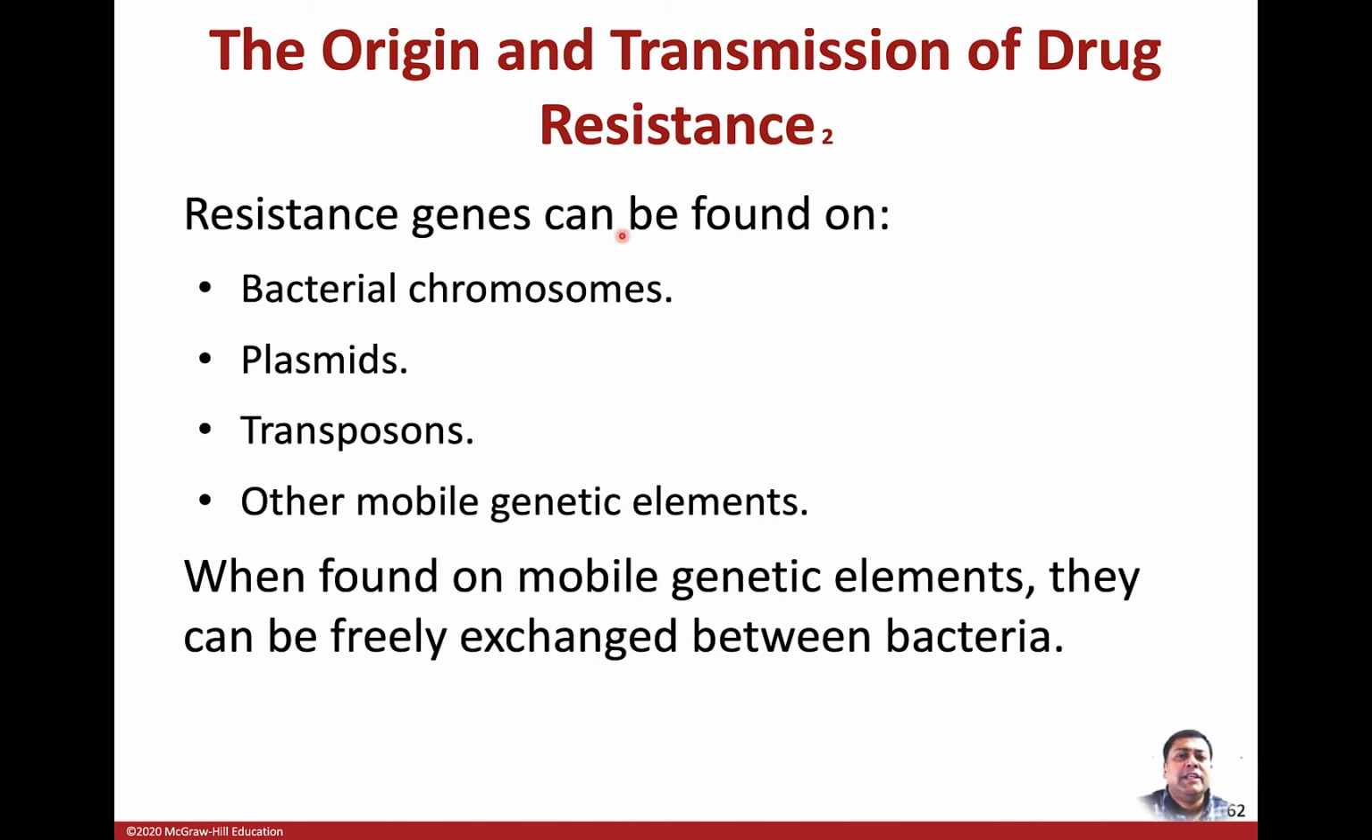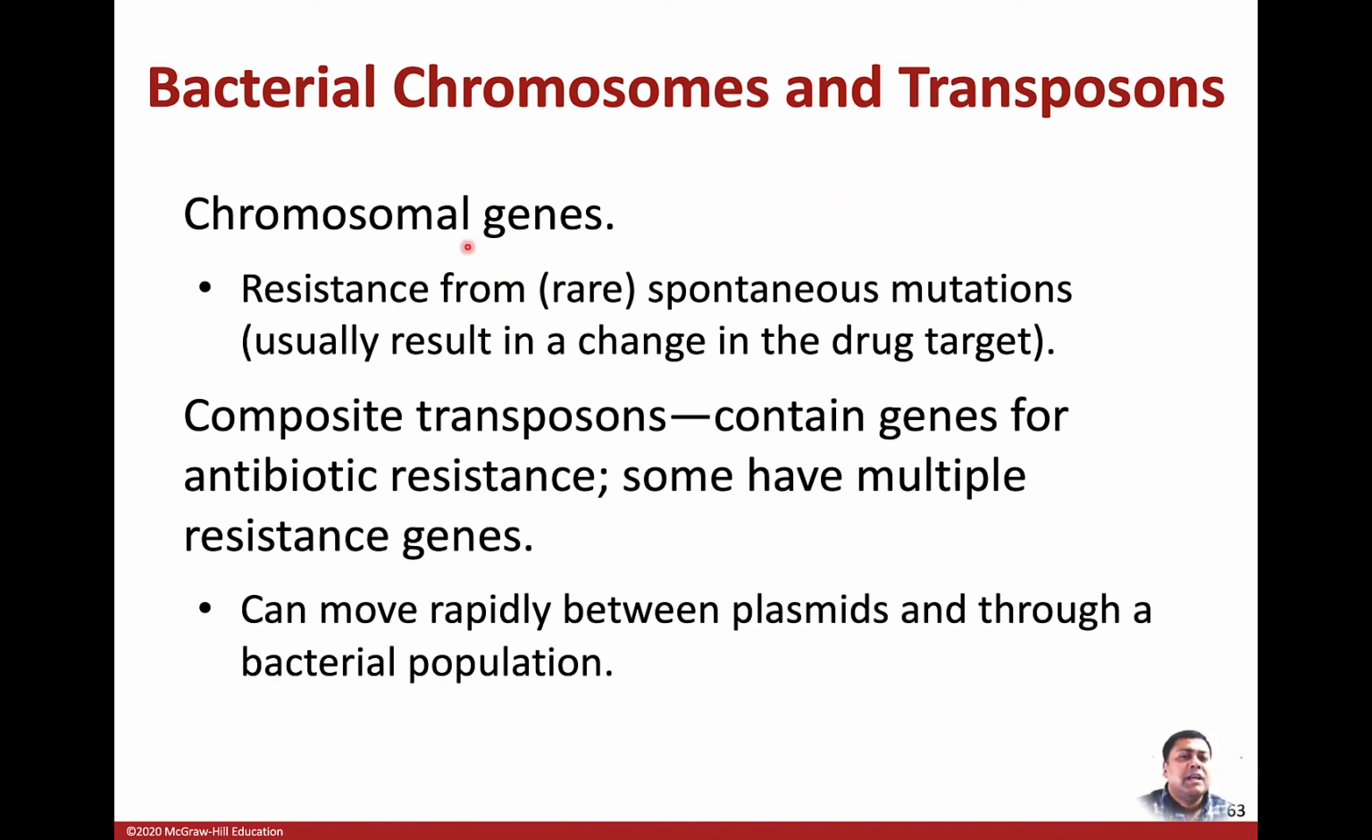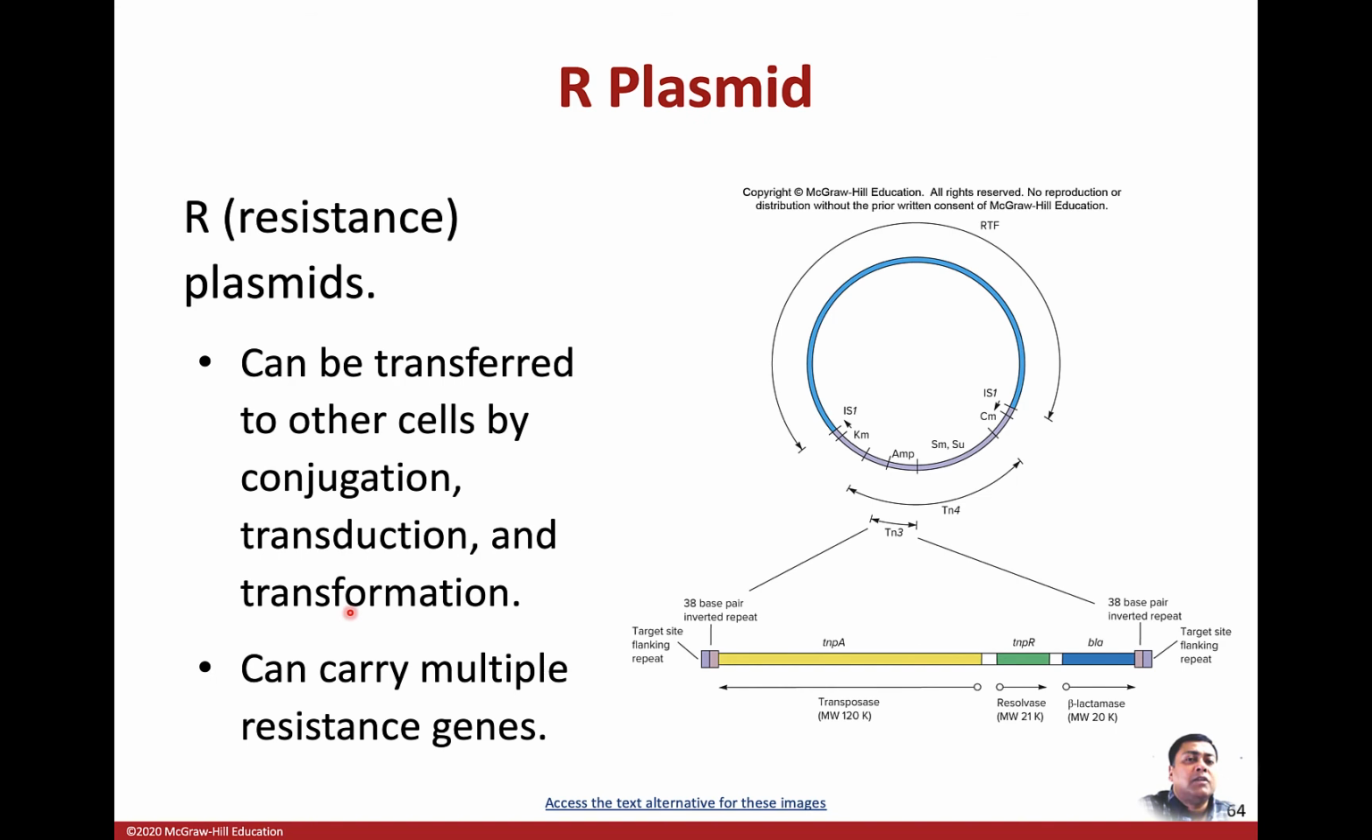These resistance genes can be found on the bacterial chromosome, on bacterial plasmids, transposons, and other mobile genetic elements, and in many different areas. So let's take a look at the chromosomal genes. The resistant forms are rare, and spontaneous mutation usually results in a change of a drug target. They can be present on composite transposons, which contain genes for antibiotic resistance. Some have multiple resistance genes and can be inserted and reinserted, and can move rapidly between plasmids and through a bacterial population. So very quickly, resistance to antibiotics can rise.